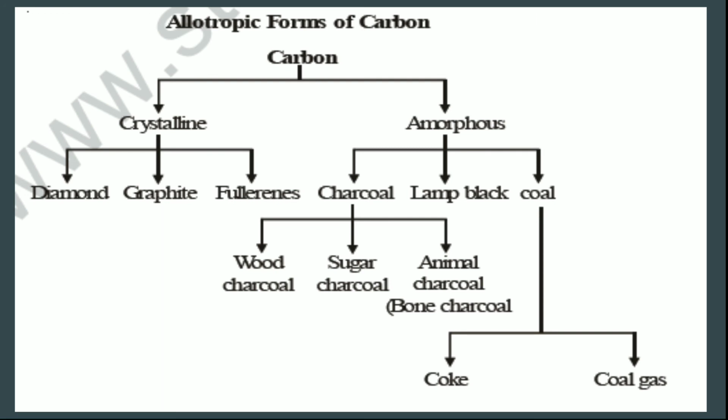See, these are the allotropic forms of carbon. Allotropic forms are of two types, that is crystalline and amorphous. Crystalline forms are of three types, that is diamond, graphite, and fullerenes.